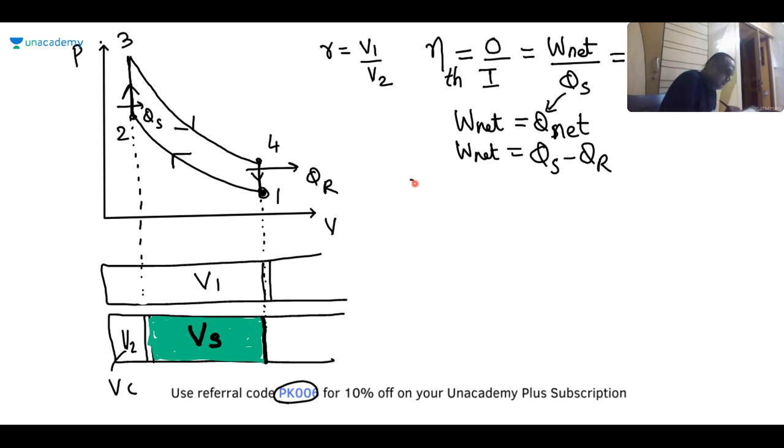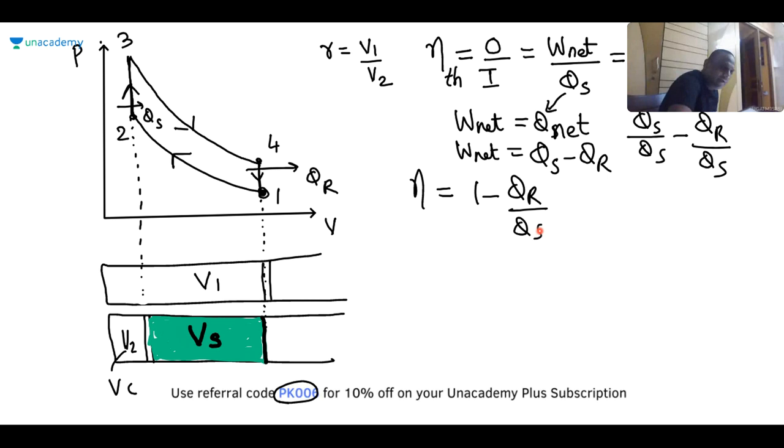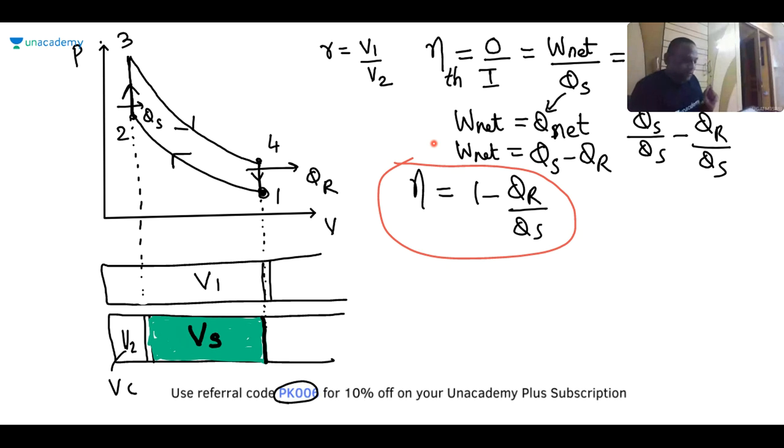So now the thermal efficiency is, separate this, QS by QS minus QR by QS. QS by QS is 1 minus QR by QS. This is my equation, my dear students. Now let us try to calculate the efficiency. All of you listen carefully.